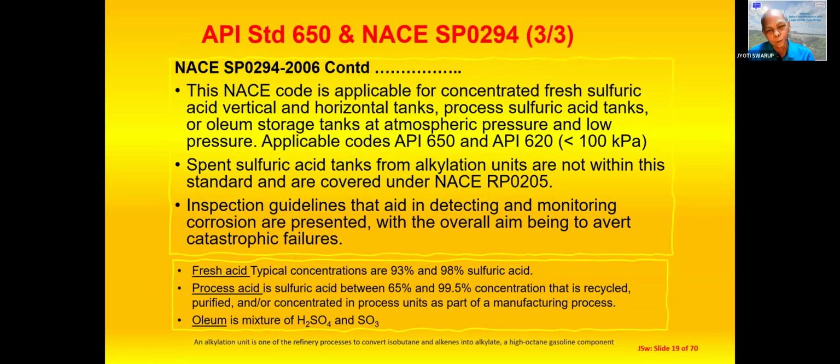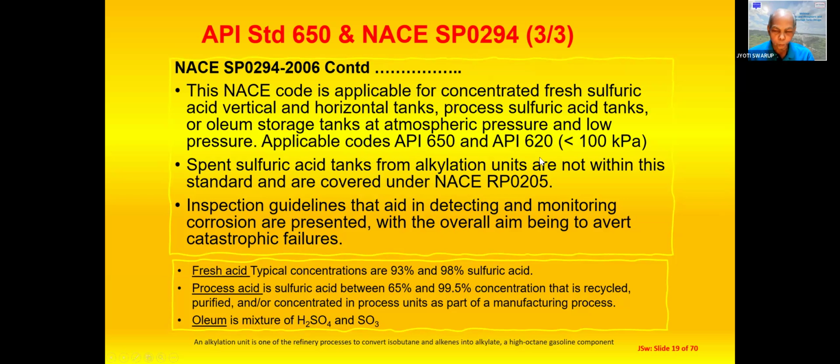The NACE code is applicable for concentrated fresh sulphuric acid vertical and horizontal tanks, processed sulphuric acid tanks, or oleum storage tanks at atmospheric pressure and low pressure. Applicable code can be API 650 or API 620, which is less than 100 kPa pressure. Spent sulphuric acid tanks from alkylation units are not within this standard and are covered under NACE RP0205.